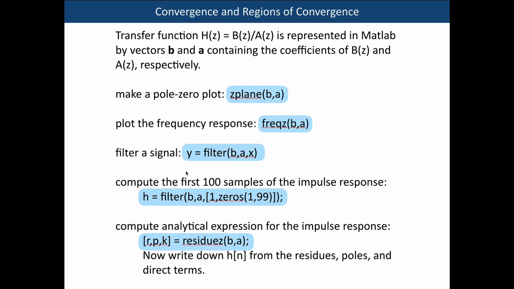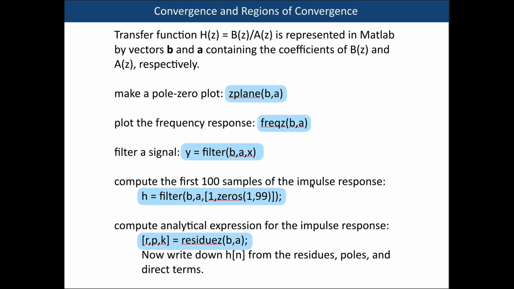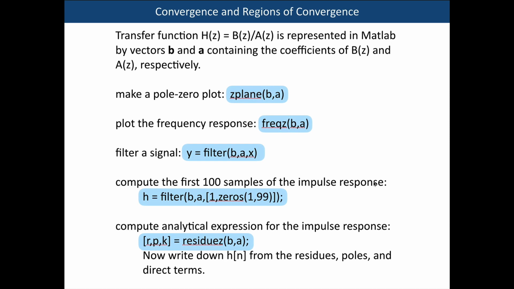How about calculating the first 100 samples of the impulse response? Well, what is the impulse response? The impulse response is what comes out of the system when you put in an impulse. How do you represent an impulse in MATLAB? Well, you create a vector that has a 1 in the beginning and then it's zeros after that. So this is a vector of 100 samples of an impulse function. If that goes into a linear time invariant system represented by B and A, then what comes out must be the impulse response. So there it is.